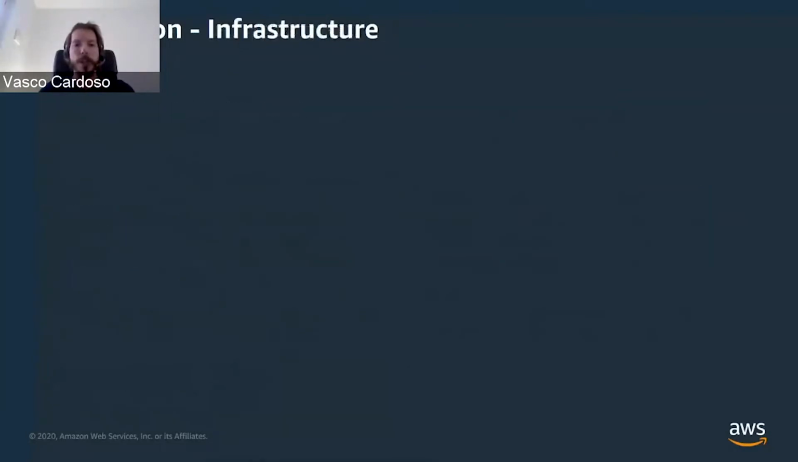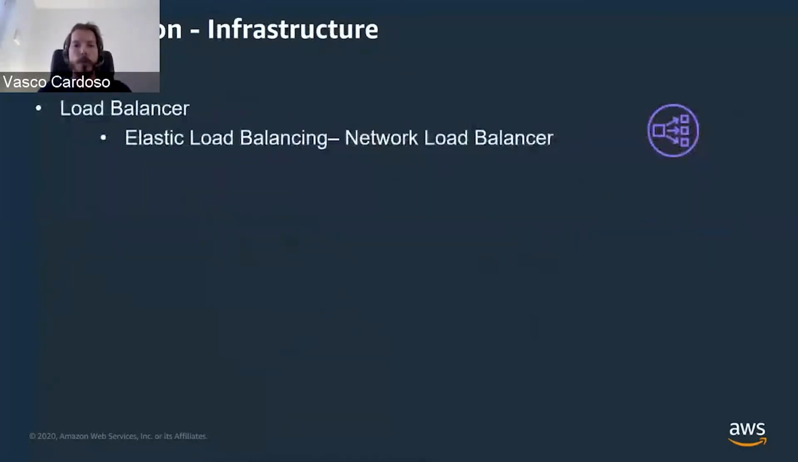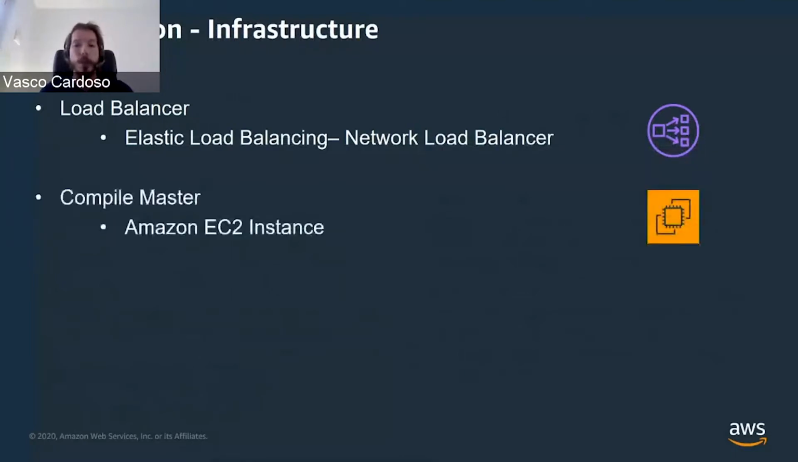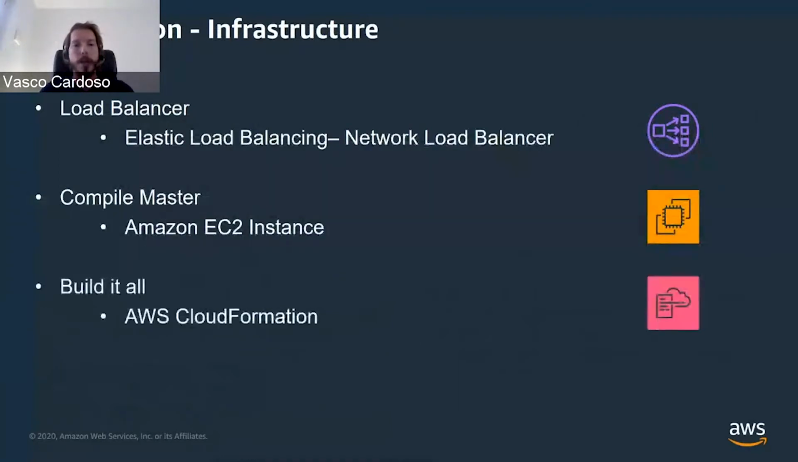We then need to create the load balancer and the machine to run our nodes. And we can take advantage of a couple of other AWS services. In this case, I'm using Elastic Load Balancing, specifically a network load balancer, and AWS EC2 to serve as our nodes. To launch everything, we're going to use CloudFormation.